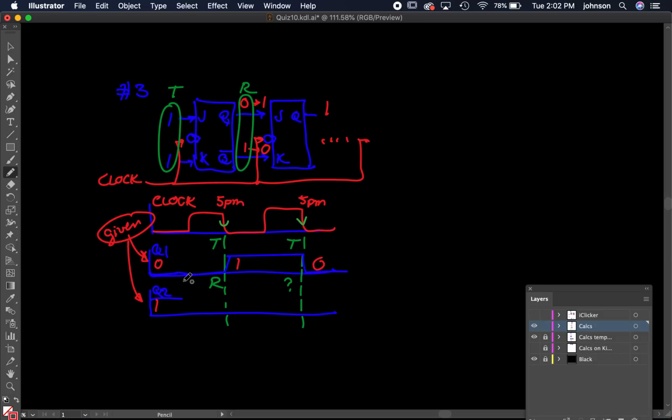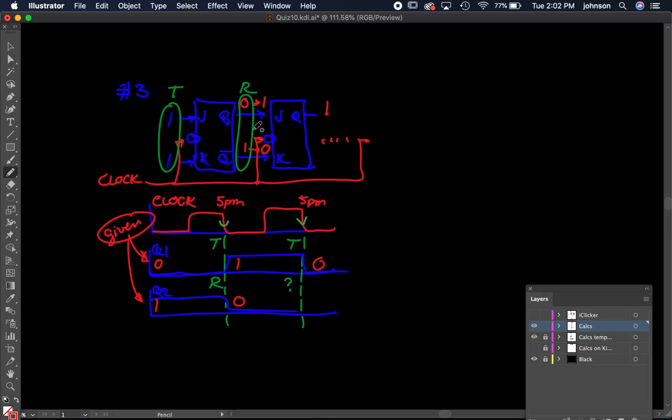Q2 is going to reset. So if it's going to reset, let's grab a little bit of blue here. Know that it's going to fall down here. All right, so therefore, I'm going to have a 0 here at this point. Okay? Now, to figure out what's going on here, I've got to look to see what Q1 is doing.